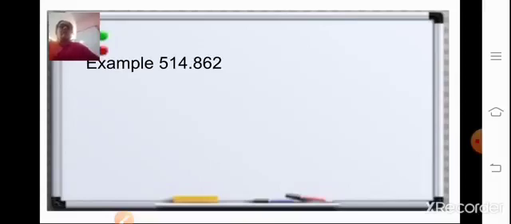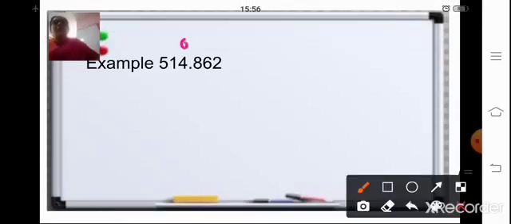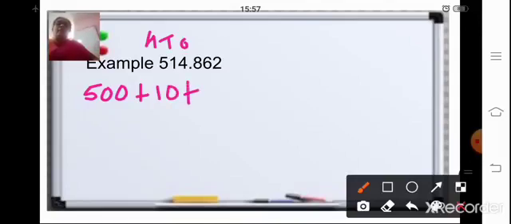Okay, now let's start with an example, children. Now here the number is 514.862. First just see 514: 4 is in ones place, 1 is in tens place, 5 is in hundreds place, correct? Now how will you write the whole numbers in expanded form? It is the same way. 5 is in hundreds place, so the place value will be 500. 1 is in tens place, so the place value of 1 will be 10, and 4 is in ones place, so the value of 4 will not change, it will remain as it is.